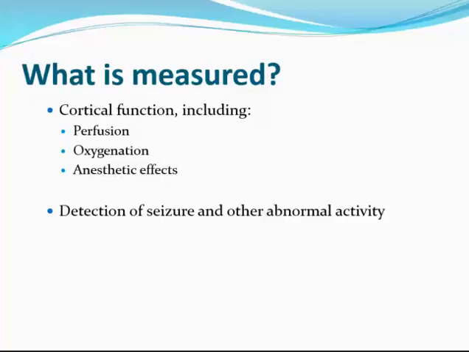Basically, we are measuring cortical function, including perfusion, oxygenation, and anesthetic effects. These are all leading to how the brain potentials will be firing and how the neurons will be firing. If there's not enough perfusion, it's going to fire at a slower rate in order to protect itself, and of course because it's not getting enough energy, enough metabolism, to fire at the rate at which it would fire under normal conditions.